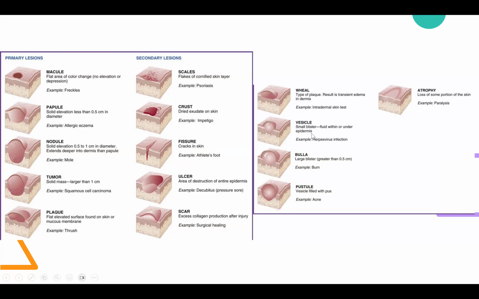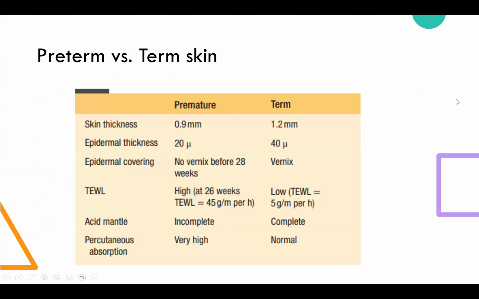Vesicle is a small blister. Usually it is said to be less than 0.5 centimeter, and bulla is more than 0.5 centimeter. When this bulla or vesicle is filled with pus, it is called a pustule. And atrophy is a loss of some portion of the skin. With this base, we follow the skin conditions.